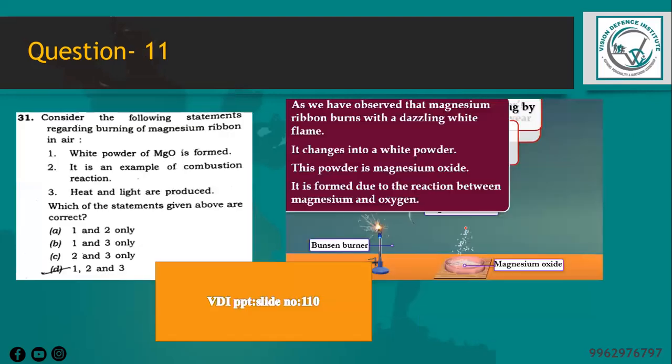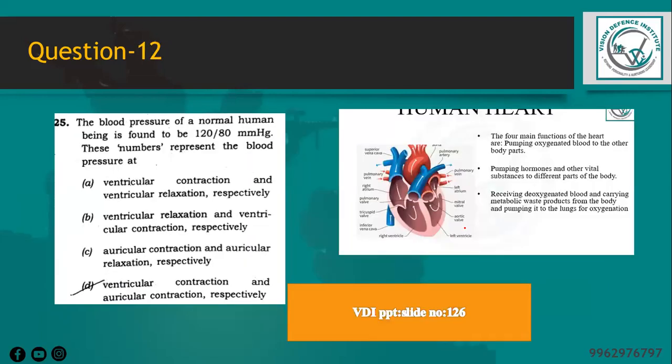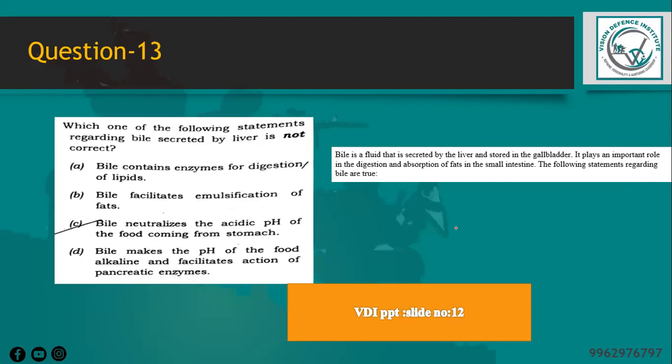And here comes the question of magnesium treatment. This is often asked in the NDA exam as well as the CDS exam, and it has now been reflected in the PPT, slide number 110. And this is an important question: the blood pressure of a normal human being. This is also discussed in the general classes and given in the weekend test examination, based on the pumping action of the heart and the rhythmic contraction and relaxation. It is covered under slide 126. And here comes the bile secreted by the liver. This is also discussed and asked in the weekend test examinations.